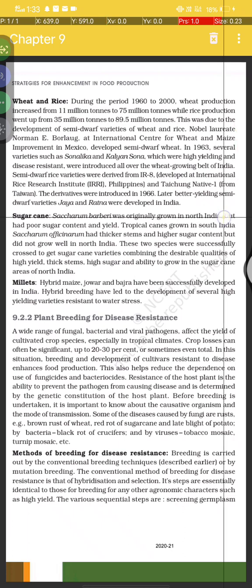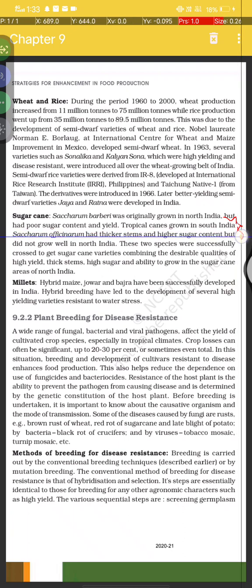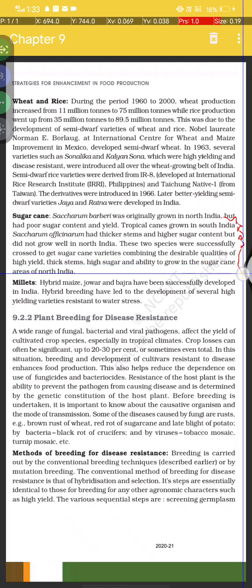Okay, now sugarcane. Saccharum barberi was originally grown in North India but had poor sugar content and yield. Tropical cane grown in South India, Saccharum officinarum, had a thicker stem and higher sugar content but did not grow well in North India. These two species were successfully crossed to get sugarcane varieties combining the desirable qualities: high yield, thick stem, high sugar, and ability to grow in the sugarcane areas of North India.